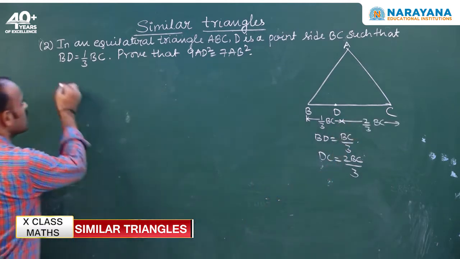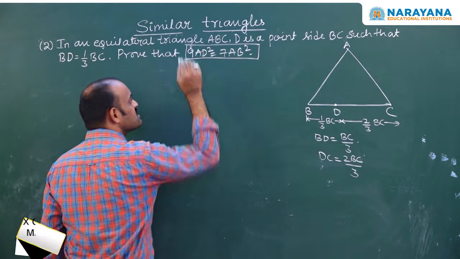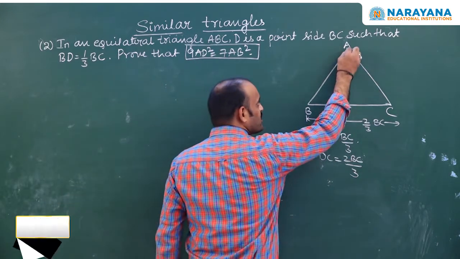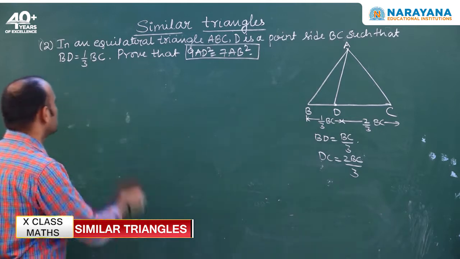Okay. What we have to prove? 9AD square is equal to 7AB square. AD square, that means I need to join AD. Solution.